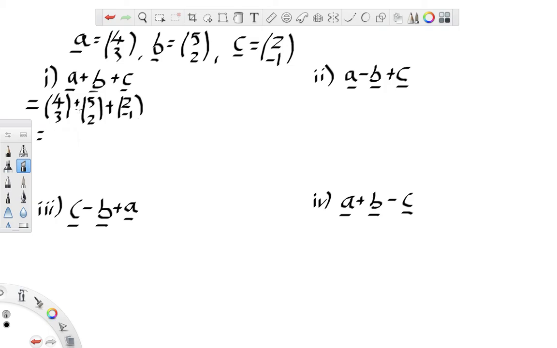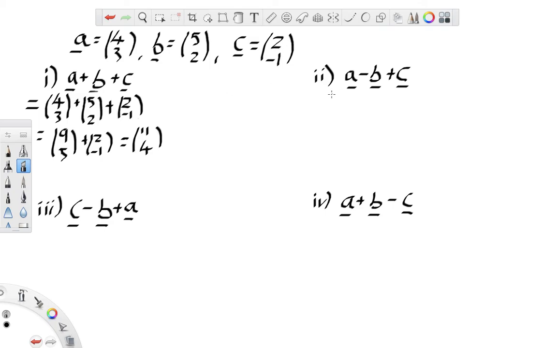So, working out the first two vectors, that's 4 plus 5, which is 9, and then 3 plus 2, which is 5, like that. And then we're adding (2, -1) onto that. So, that's no different to what we did just. It's 9 plus 2, which is 11, and then 5 plus minus 1, well that's 5 minus 1, which is 4. So A plus B plus C is (11, 4).